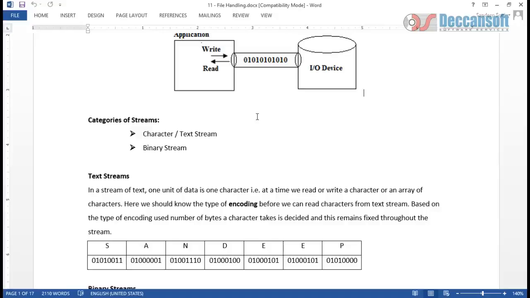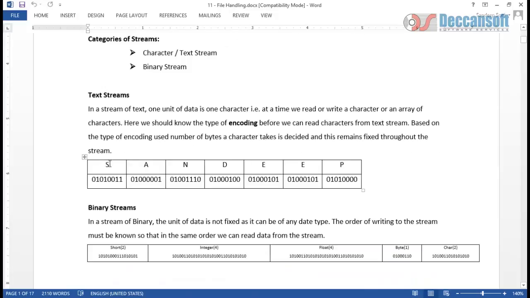On the hard disk we cannot expect A to be punched. On the hard disk we cannot expect B to be punched. Characters cannot be punched on the hard disk. It's all binary data only which the hard disk can store. So what is happening here? Say for example my name Sandeep. If my name Sandeep has to be stored in a file, what will be stored?